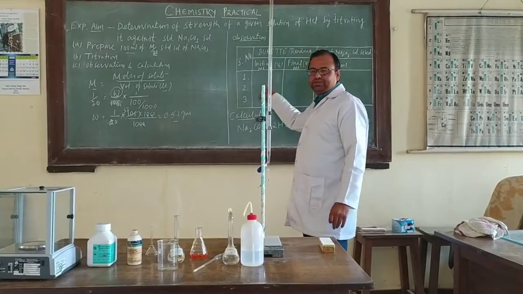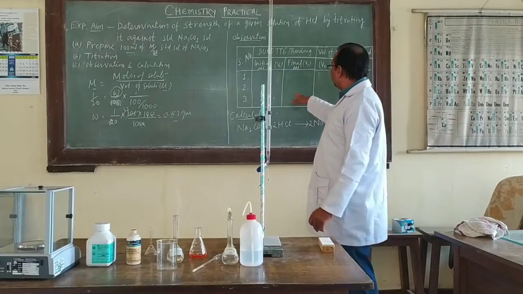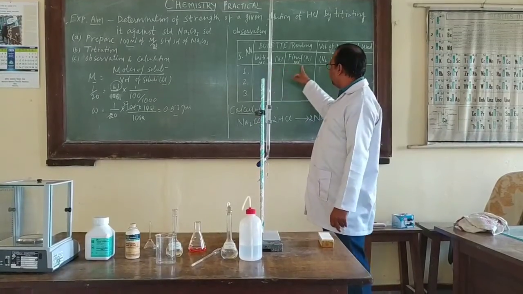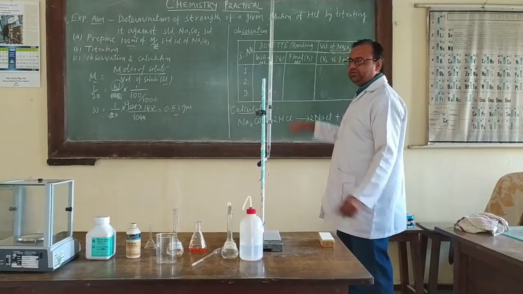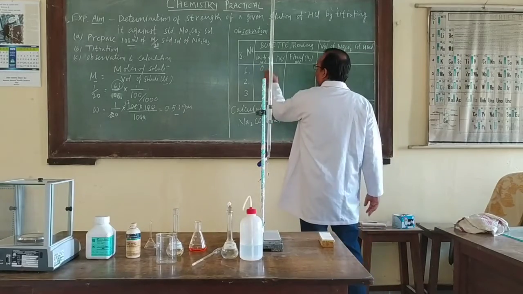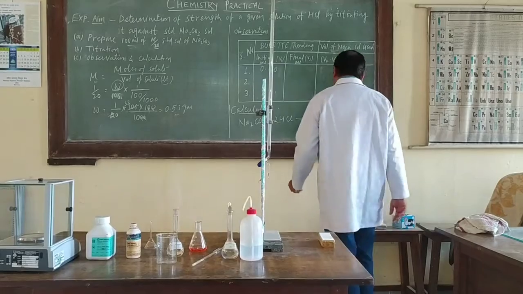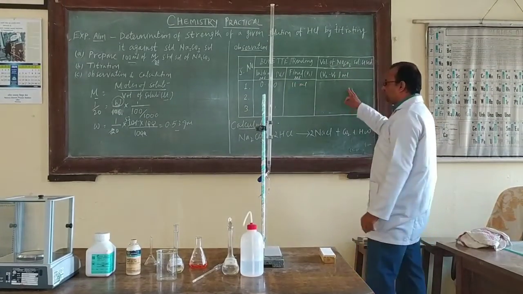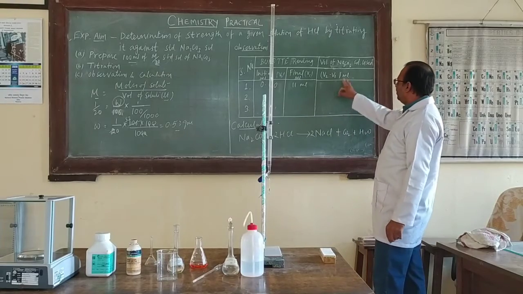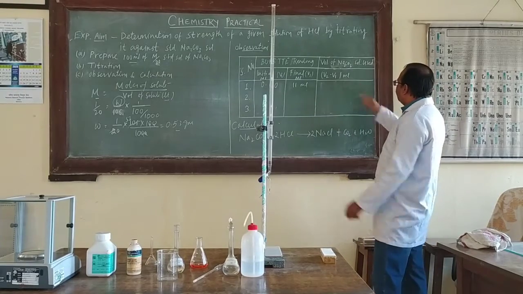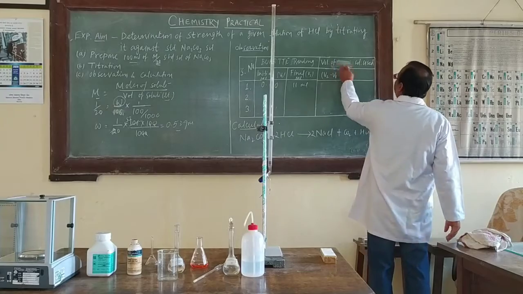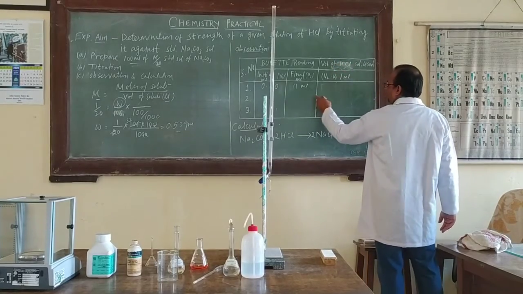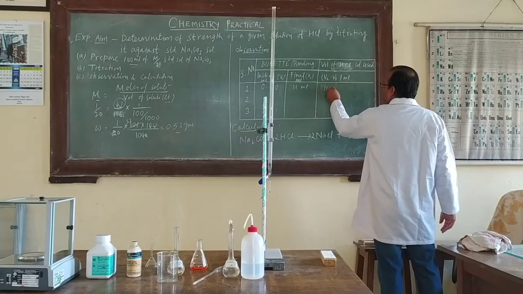Now this is the observation table in which we write the initial volume of HCl taken, and this is the final volume of HCl. So we start from 0. We write 0 ml, and the final volume is 11 ml. So we subtract final minus initial in order to get the value of HCl solution used. Now 11 minus 0 is 11 ml.